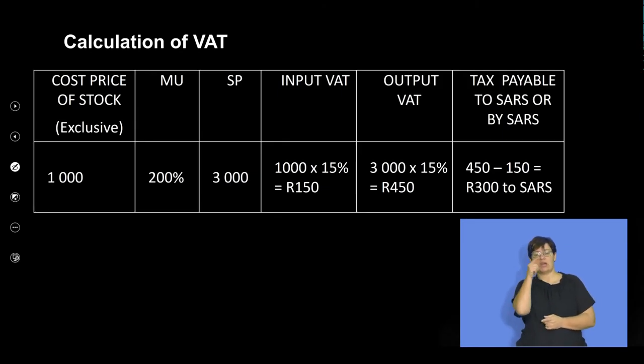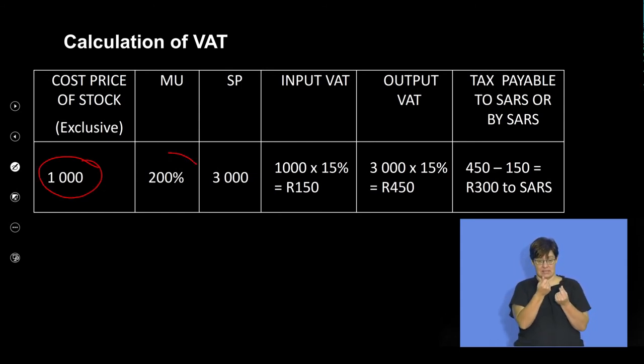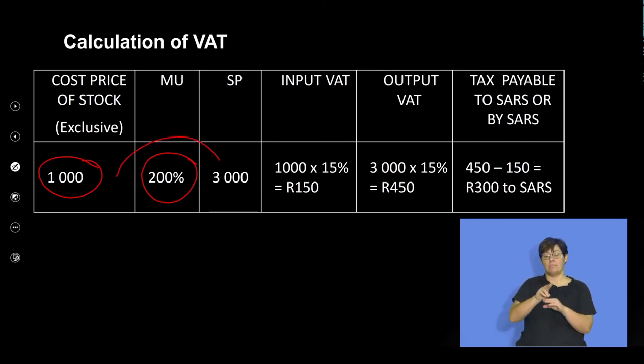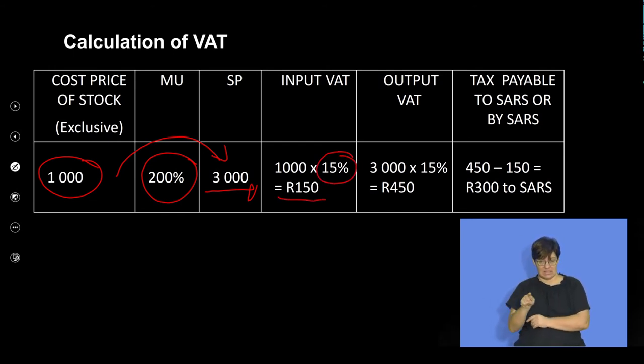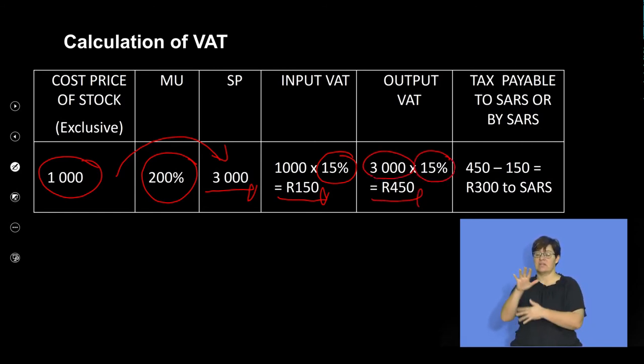So here we go. If the exclusive price is 1,000 Rand, your markup is 200%. The first thing that you determine is your selling price, which will be 1,000. Mark it up by 200% will give you a selling price of 3,000. That's your normal selling price, excluding the VAT. Keep that in mind. Then you bring in the VAT at 15%, right? And that will give you the 150. And then, obviously, that means that your output will be dependent on your sales figure. Watch, there's your 3,000 times the 15%, which will give you your 450.